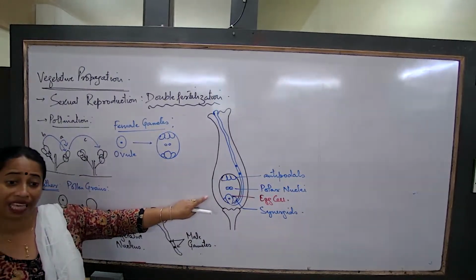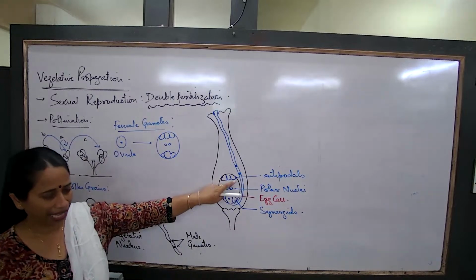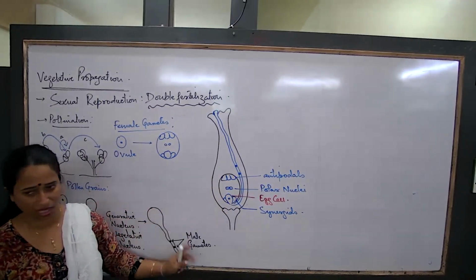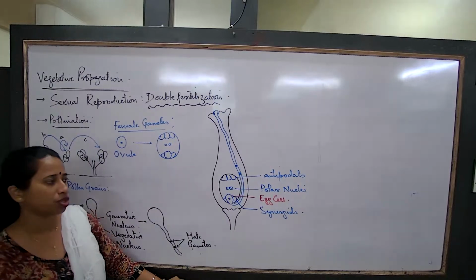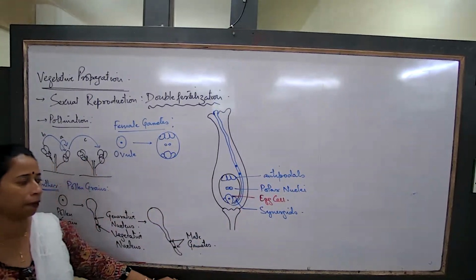How many gametes? 8 gametes. Name of these gametes? Antipodals, 2 polar nuclei, egg cell, and 2 synergids. Remember the names of the gametes. How many types? 4 types of gametes we have been talking about right now.